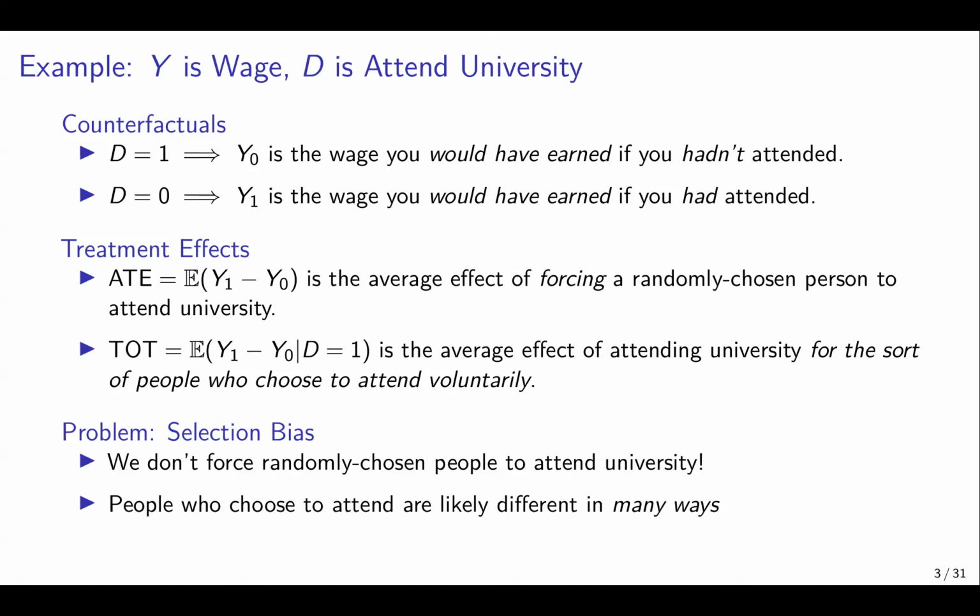So the big problem that we've got to try to solve is what is called selection bias. And the point here is that we don't, in fact, force randomly chosen people to attend university. So people who do choose to attend are likely to be different in many ways.